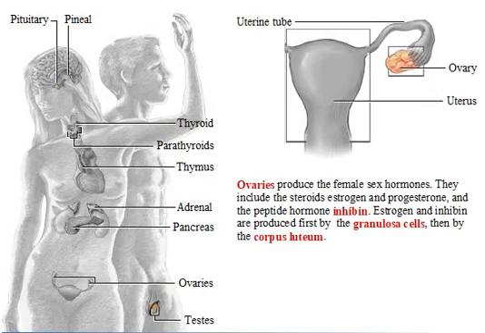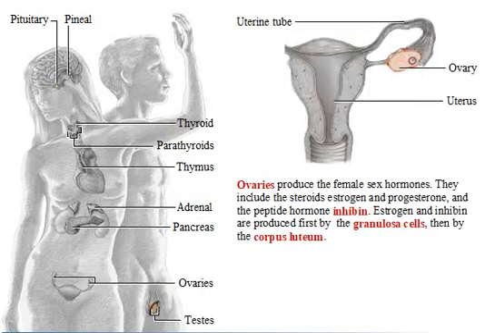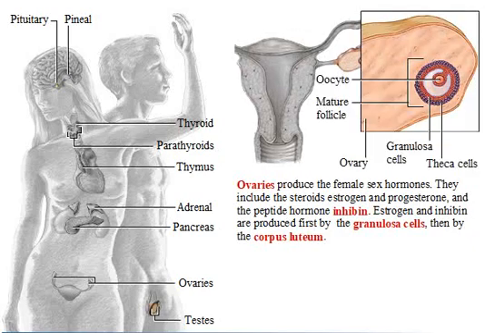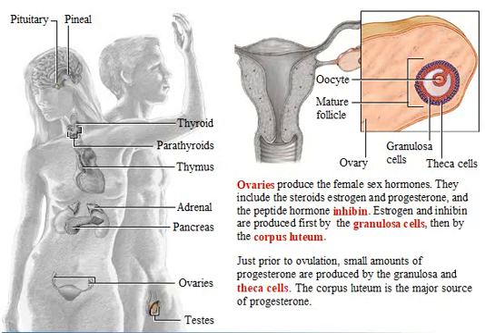Ovaries produce the female sex hormones. They include the steroids estrogen and progesterone and the peptide hormone inhibin. Estrogen and inhibin are produced first by the granulosa cells, then by the corpus luteum. Just prior to ovulation, small amounts of progesterone are produced by the granulosa and theca cells. The corpus luteum is the major source of progesterone.